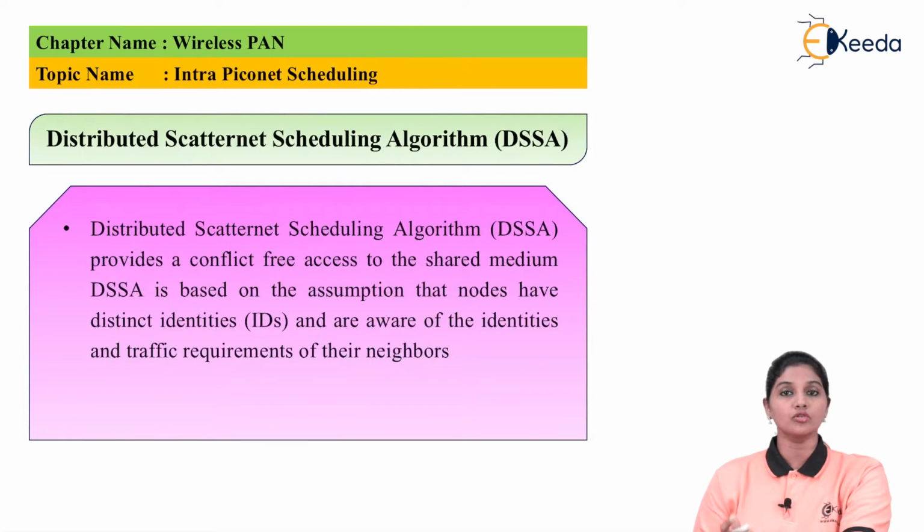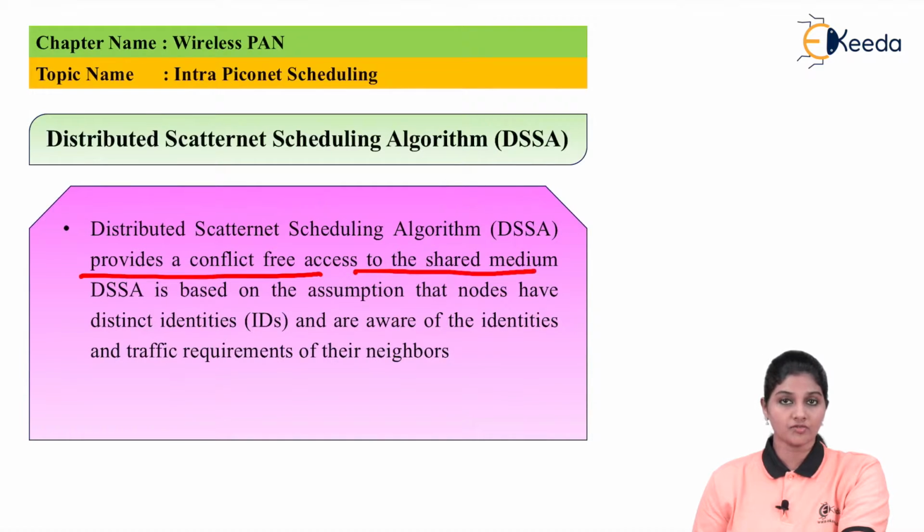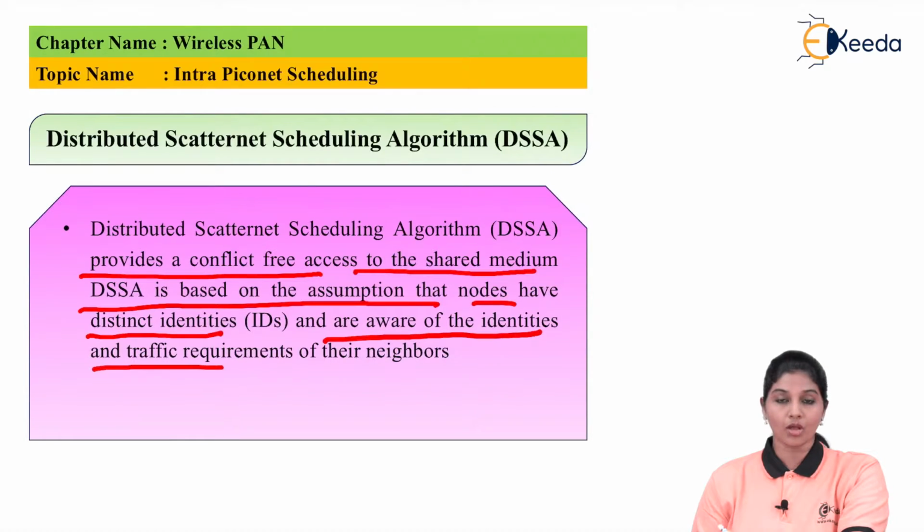Now let's move on to the first type of algorithm used for the intra-Piconet scheduling, which is the distributed scatternet scheduling algorithm, DSSA. Basically, DSSA provides conflict-free access to the shared medium, which can be an RF signal or a wireless medium. DSSA is based on the assumption that the nodes have a distinct identity, called an ID, and are aware of the identities and the traffic requirements of their neighbors.